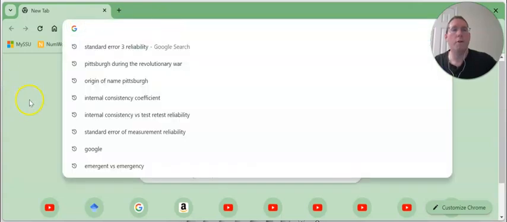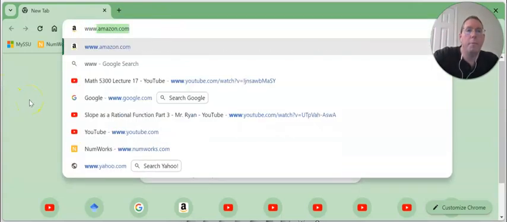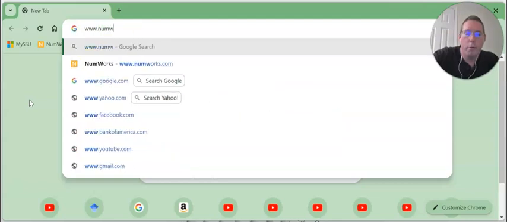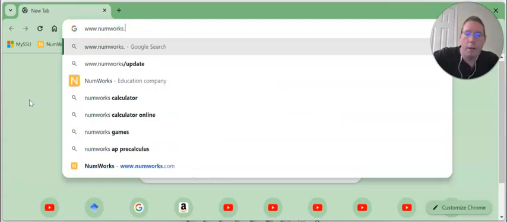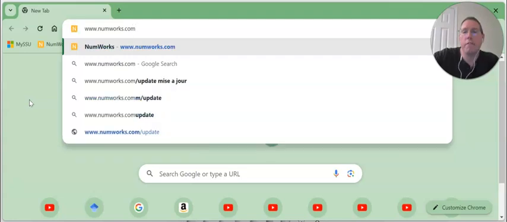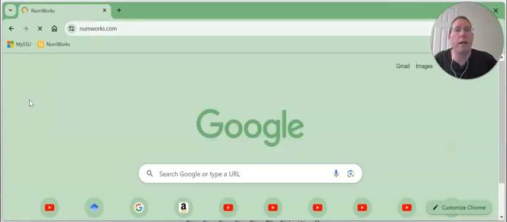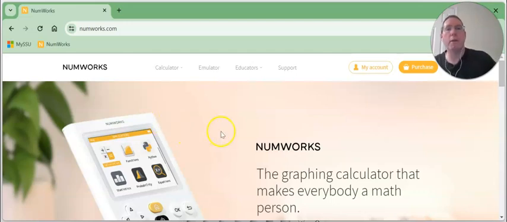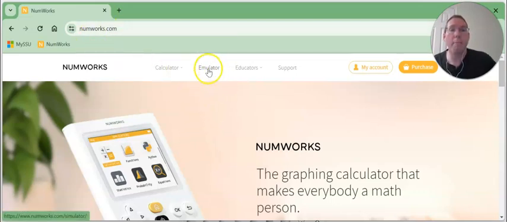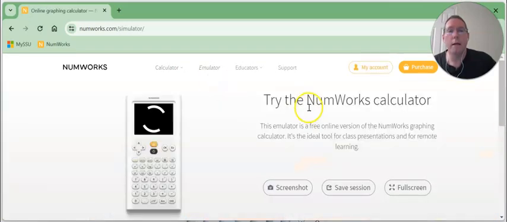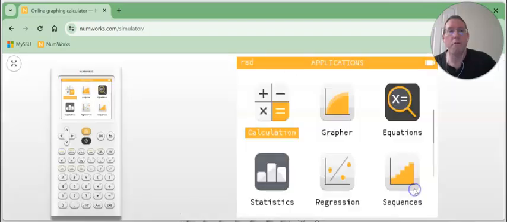Okay, so I want to introduce you to www.numworks.com. I told you that NumWorks is my favorite graphing calculator, and it is. And I want to show you something really neat. One of the reasons I like it so much is because it's accessible. Even if you don't own it, you can just go to the website, type in numworks.com, click on emulator, and ta-da, you have access to the NumWorks calculator. Okay, we can even go full screen here, and look, it'll actually show the calculator.